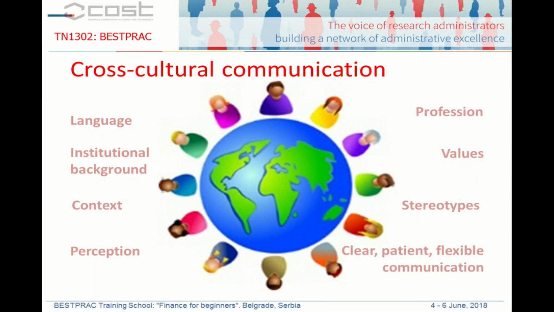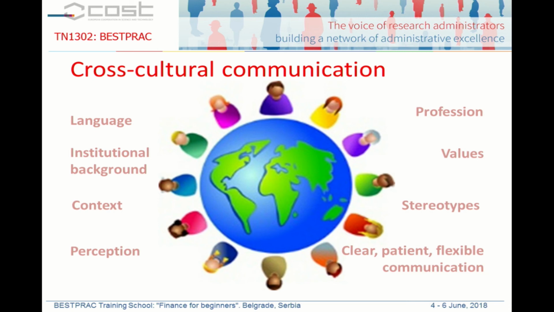A couple of words about, be aware of this word, cross-cultural communication. I'm not here to teach you cross-cultural communication, that's not my skill, but be aware of it and respect it. And have it in the back of your mind that this is also something that matters, to get people to work together.